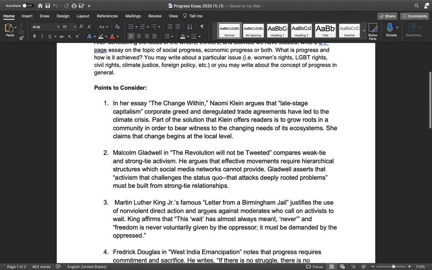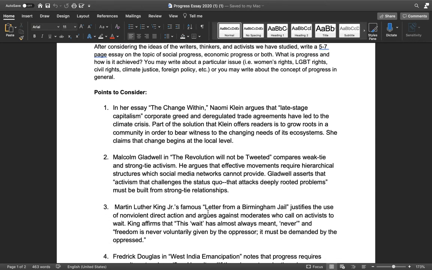This is just generally a review of the essays we've studied in this course under the Unit 2 banner. So we first read A Change Within by Naomi Klein. In that essay, Klein argues that late-stage capitalism, corporate greed, and deregulated trade agreements have led to the climate crisis. Part of the solution that Klein offers is that readers should grow roots in the community in order to bear witness to the changing needs of the ecosystems.